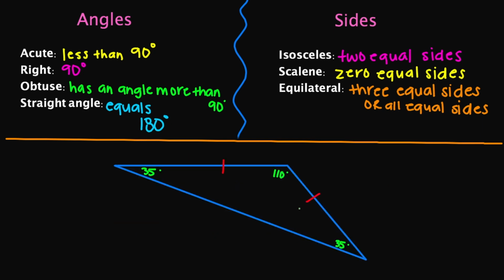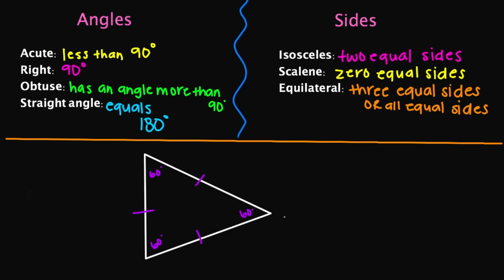So if I'm looking at the angles here, notice that I have one angle that is greater than 90 degrees. Since I have an angle greater than 90 degrees, I know so far that I have an obtuse triangle. And then if I'm looking at the sides, notice that I do have 2 sides that are equal. That red slash is indicating that I have 2 sides that are equal. Since I have 2 equal sides, this is going to be an isosceles triangle. And if I combine the two, we have an obtuse isosceles triangle.